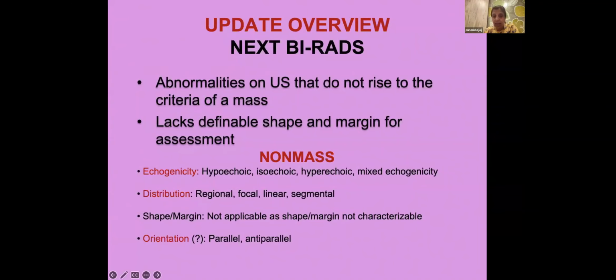So you can say whether it's regional, that non-mass that you're seeing, is it focal, is it linear? Is it like a ductal pattern going towards the nipple, or is it segmental? Very, very similar to MRI. I'm not going into the details. And you can sometimes talk about whether it's parallel or anti-parallel, just the way you do for the mass lesions.